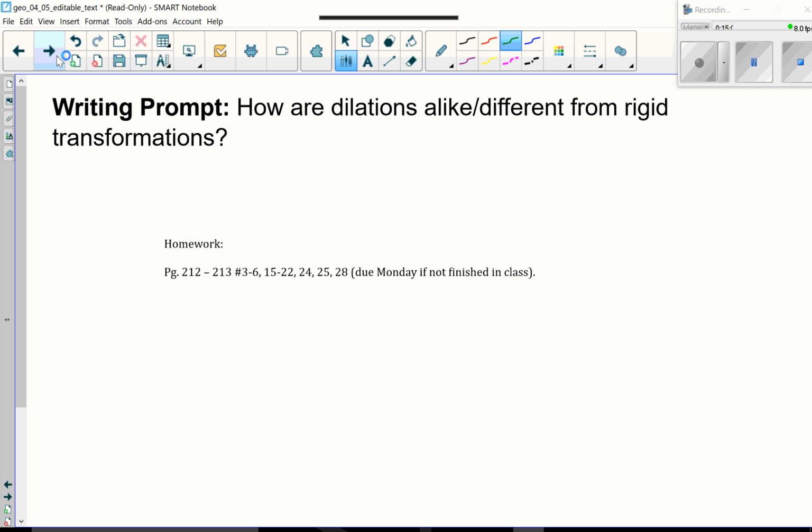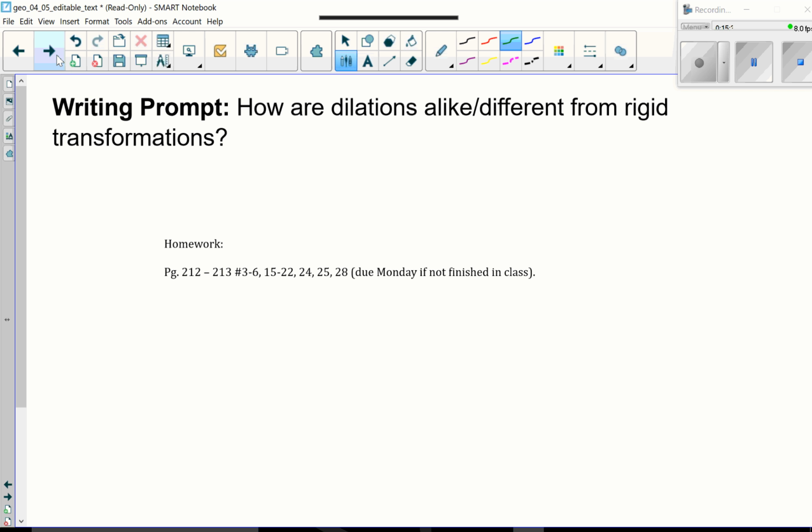There's a couple more examples. You can try them if you want. The assignment is on pages 212 to 213, problems 3 to 6, 15 to 22, 24, 25, 28. Again, a lot of these you will be graphing, so you do need graph paper. We will be turning it in on Monday. Whatever you don't finish in class today, you'll need to finish outside of class. We're reaching the end of the chapter here, so I want to wrap this up with one more section after this, and obviously some review and getting towards another test.